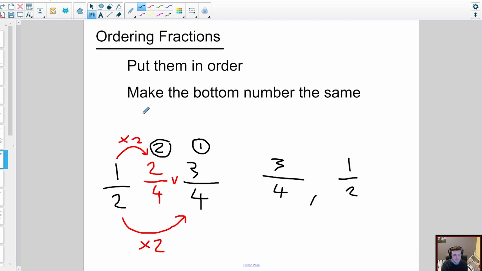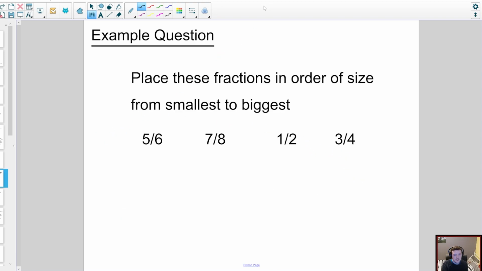So doing another example question: place these fractions in order of size from smallest to biggest. Okay, same sort of idea, except we've been given more fractions. So once again, our knowledge of times tables is really going to come in handy. I'm going to type this because it will save me some time and my handwriting's not so good. I'm going to decide what number appears in all of these times tables.